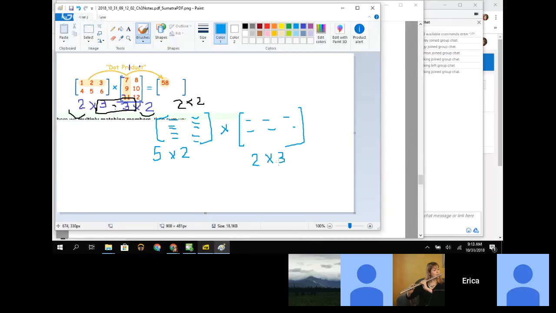First of all, can I do that? So what do you guys think? Can I do that? Yeah. Yep, I'm allowed to do that, right? Because the 2's match up. And then what is my answer? What is the size of the solution to this? 5 by 3. Yep, this is a 5 by 3. So that's the first step, knowing whether you can do it. And then the second step is, how do I actually multiply?